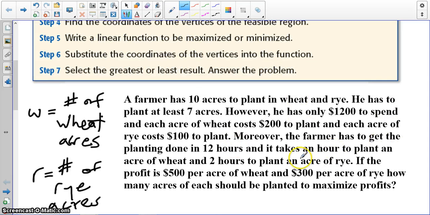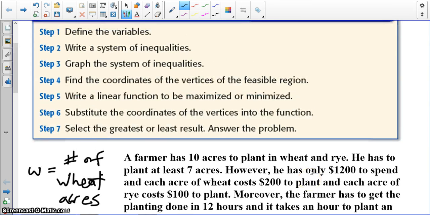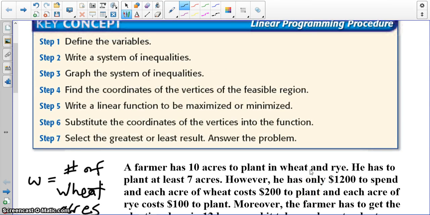So you read this, you figure out the things I'm trying to figure out about, that's what we make the variables. We want to know how many acres of wheat, how many acres of rye. So those are pretty good candidates. That's what we're going to make our variables. Then we scroll up. Step 2. Write a system of inequalities.